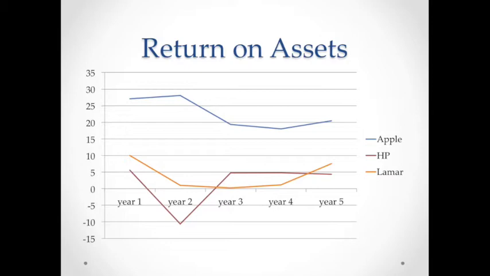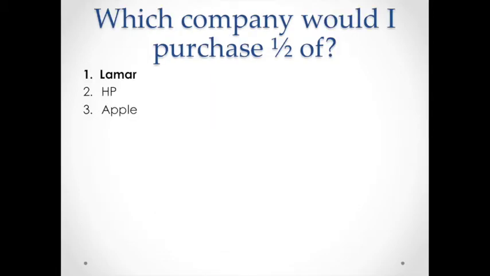We can tell from here that Lamar would be the most favorable option because they've been increasing for the past several years. HP had a huge dip at year 2, which wouldn't be favorable, and they aren't really improving very much, and Apple has steadily decreased. So based on this, I would purchase half of Lamar, in second place HP, and third Apple.